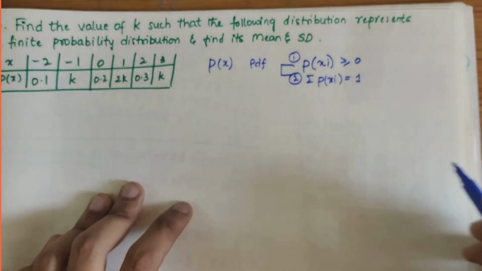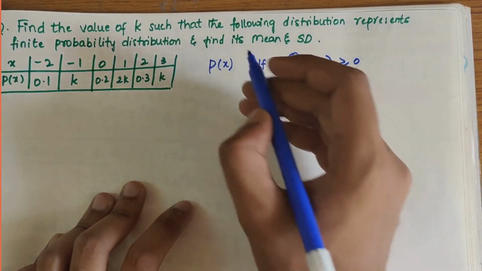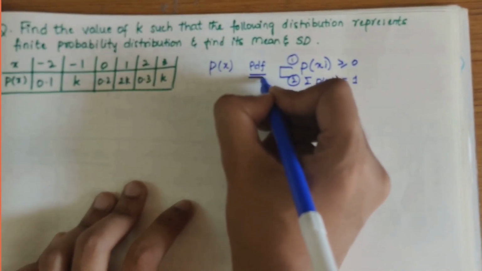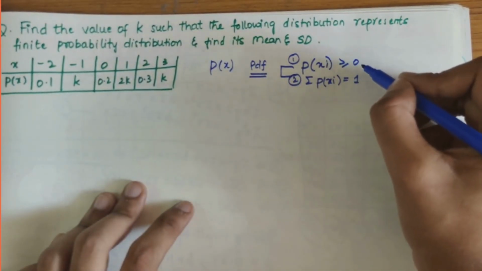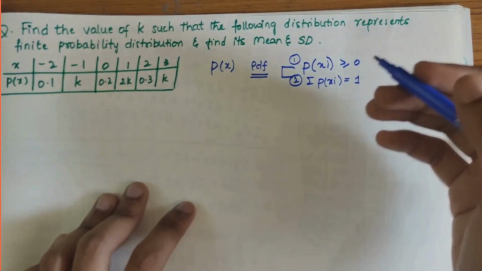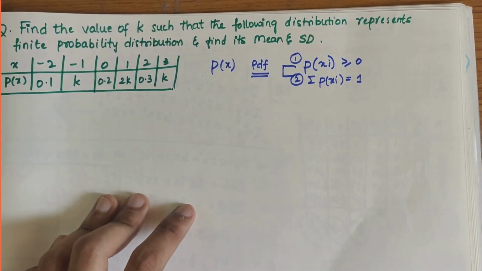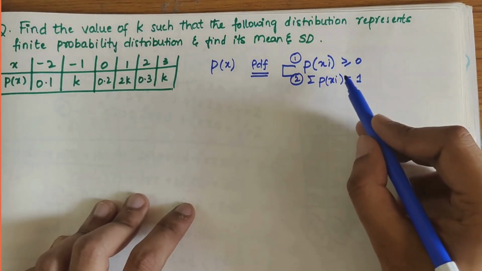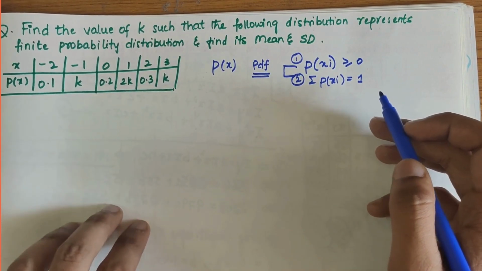We know that p of x is called the probability distribution function or probability mass function. Thereby it has to obey these two laws. The first one is that p of xi, the probabilities, should always be equal to 0 or greater than 0, and the sum of all probabilities should be equal to 1.